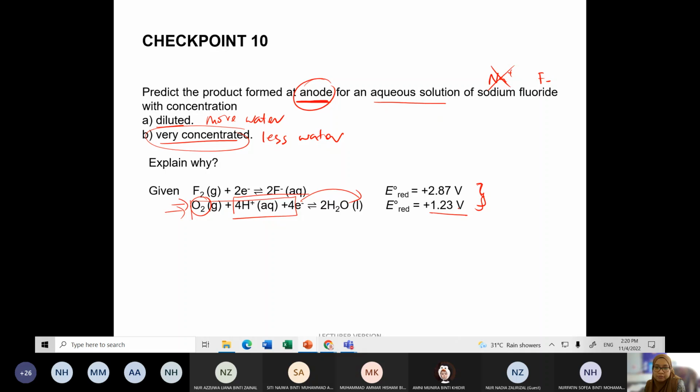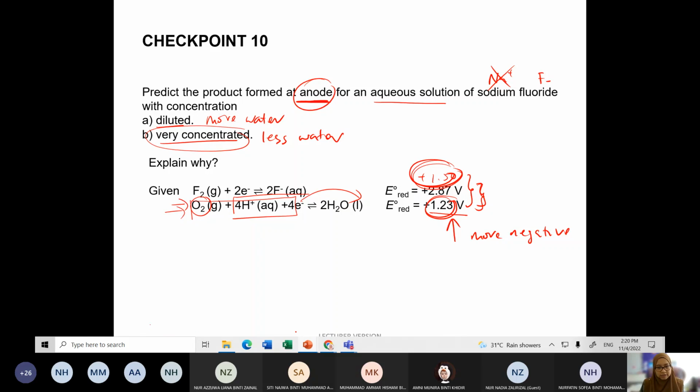Supposedly this one will be chosen, but because F minus is more concentrated, meaning we have a lot of F minus ions in the solution, we are going to choose, say this one is around 1.5. So we are going to choose F minus, even though this is more negative. We choose this one because it is more concentrated. For example, if this is 1.5, the difference is not that far. But what happened to fluoride here?